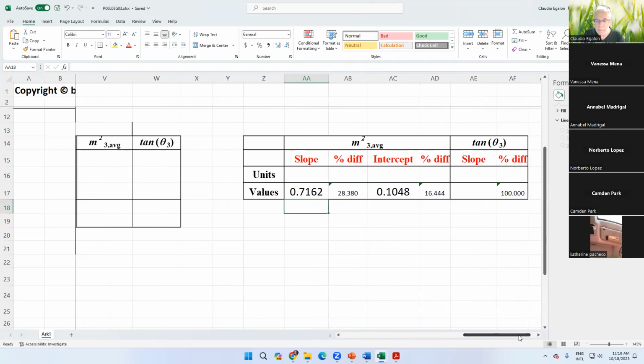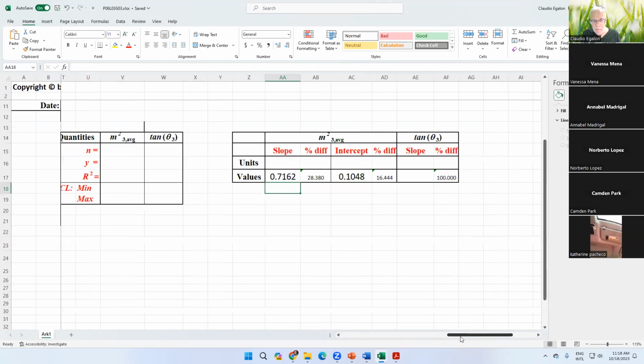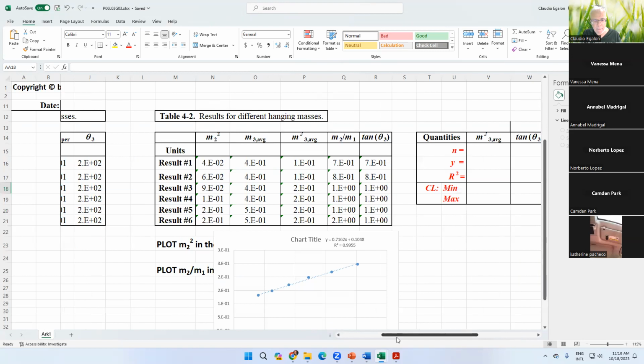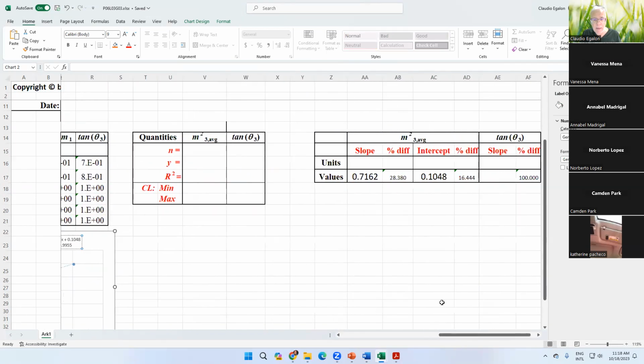Wait, you got 30%? I thought, wait, let me see. Yeah, I think that's wrong. I mean, I was wrong. What you type there is whatever you get from this equation, right? Yeah, so I got 28.380 now. Okay, just like me. 28.380. Yep. Okay. Thank you so much, Professor.